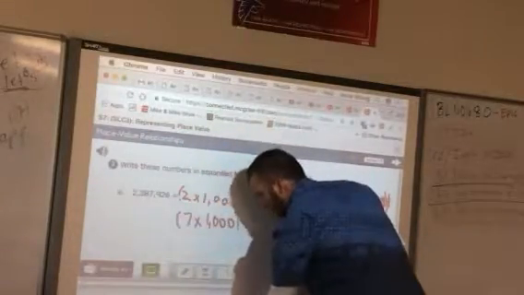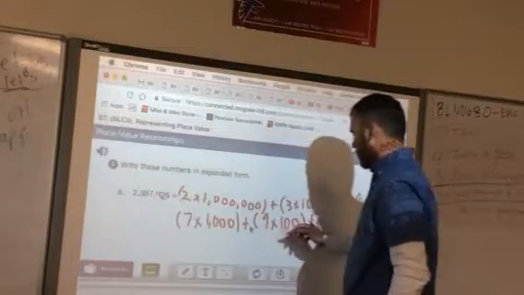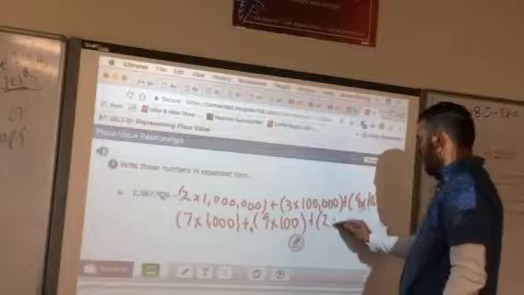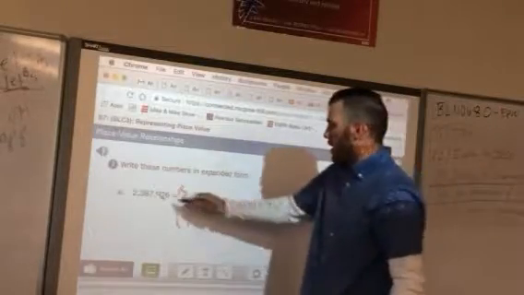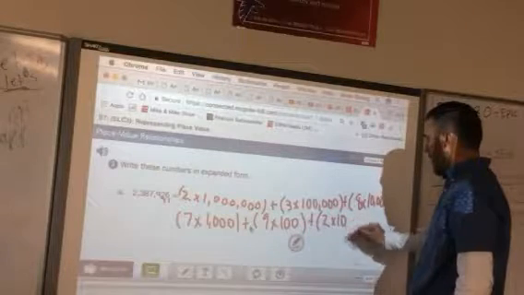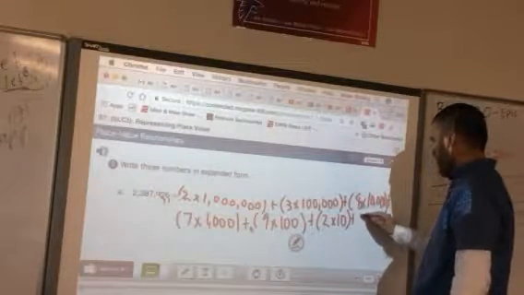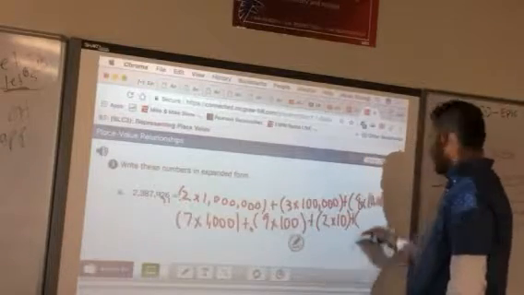Okay, we have 2 numbers left. So our next number is 2. So we write 2 times, and that is in the ones, tens place value. So 2 times 10. Okay, put my grouping symbols, put my plus sign out. Okay, now we do the 6.